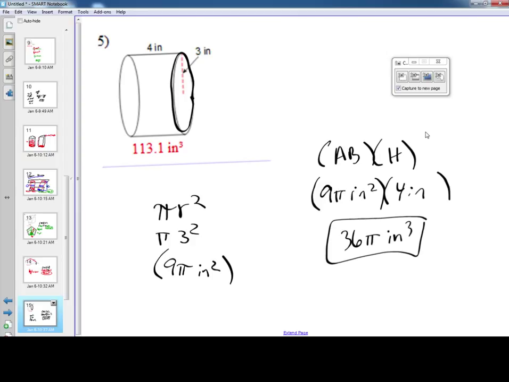I want to leave it like that. I want to leave that. Landon, that is a great idea. I want to leave pi.